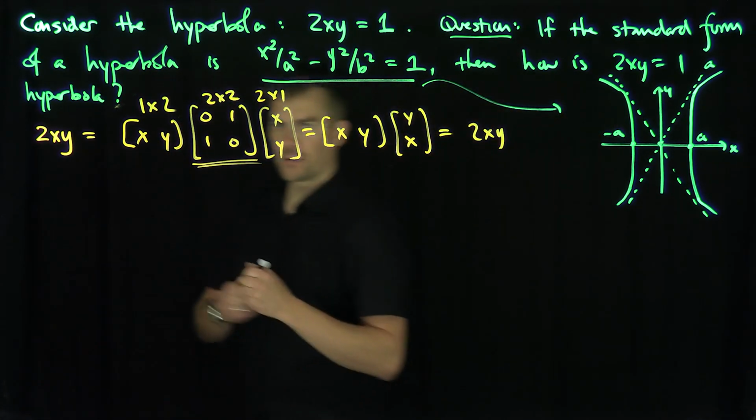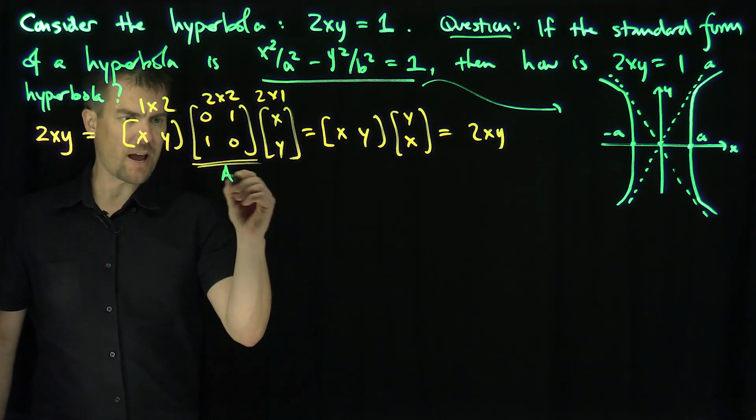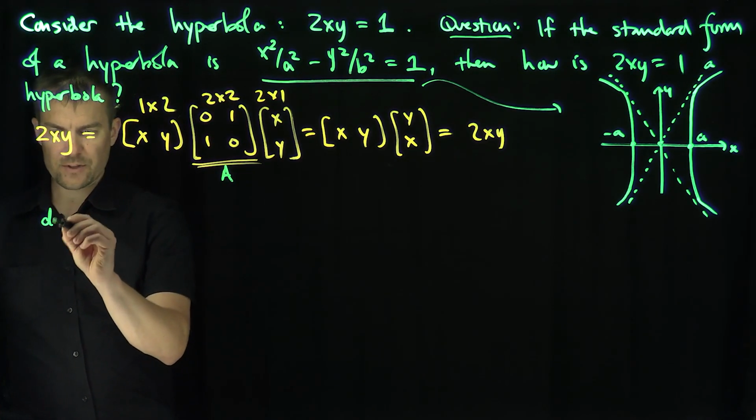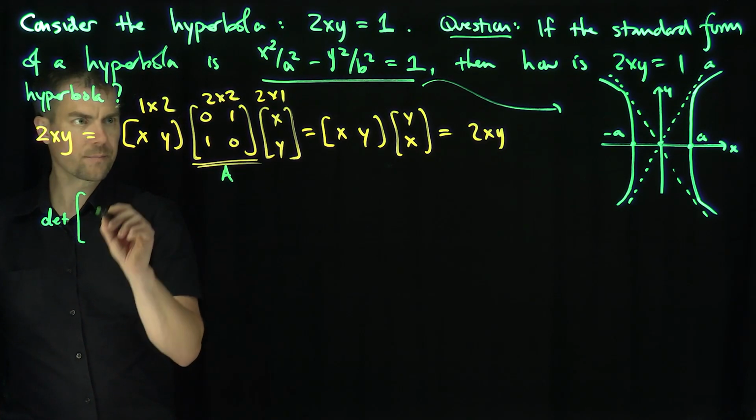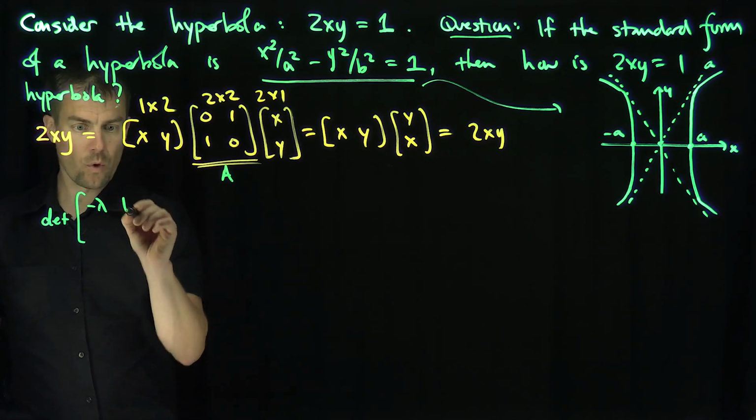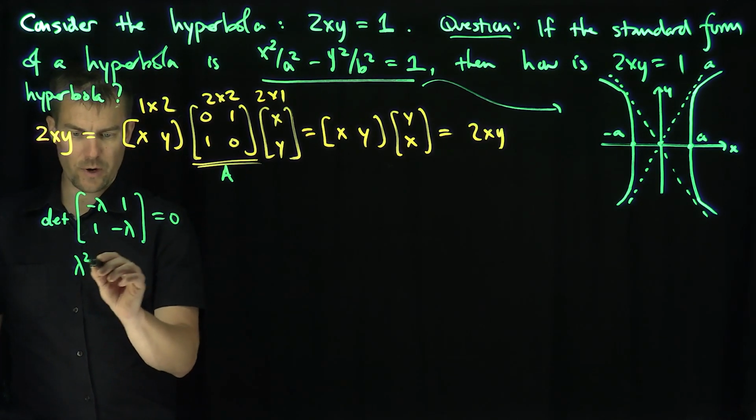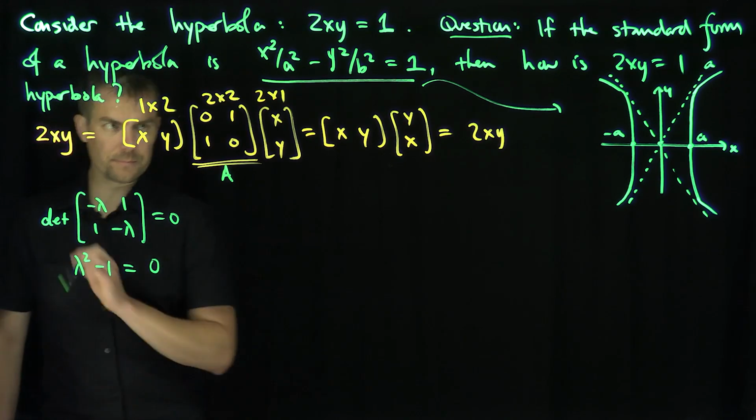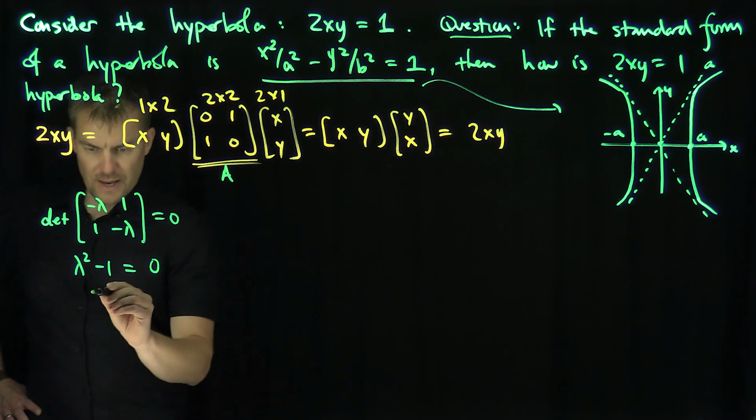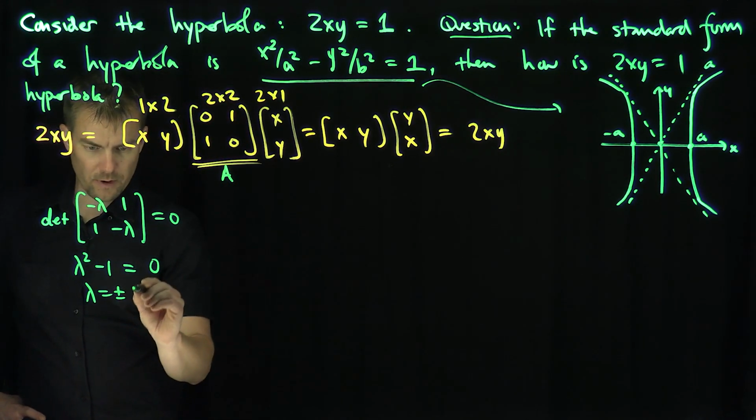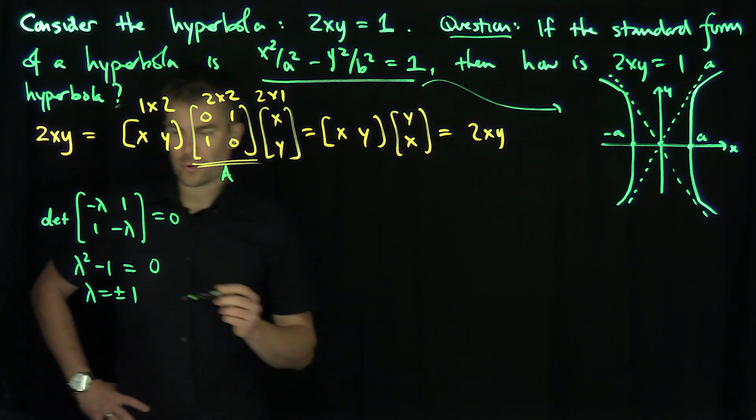So if we diagonalize that matrix, let's call this matrix A. And I found the eigenvalues from the determinant of what? Of negative lambda, 1, 1, negative lambda equals 0. This becomes lambda squared minus 1 is equal to 0. And then lambda is equal to plus or minus 1, those are my eigenvalues. And now let's check what the eigenvectors are.